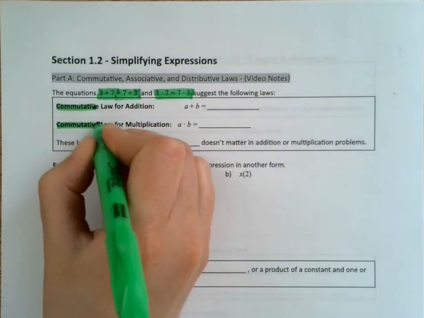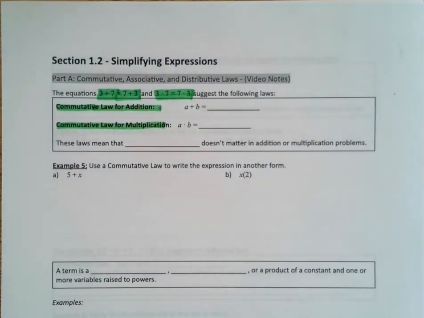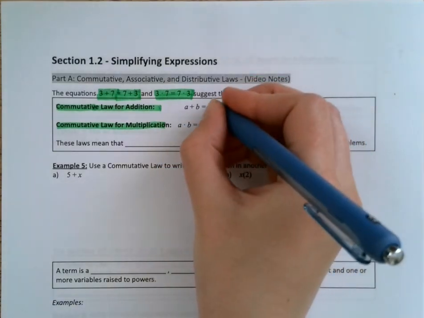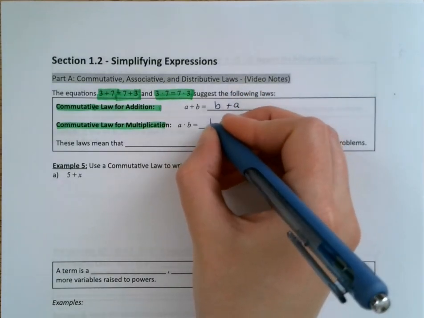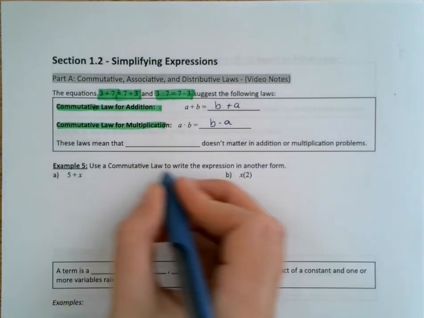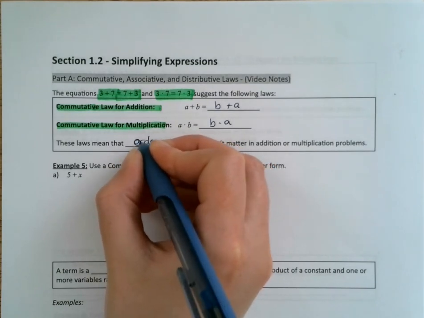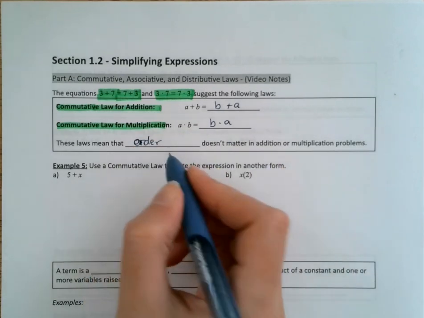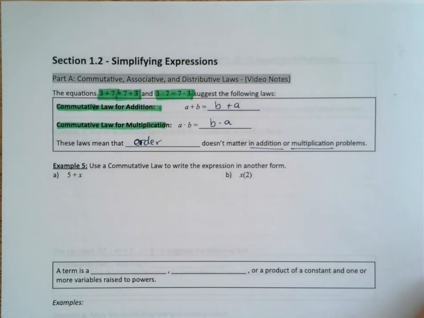So the commutative law for addition and for multiplication says, if I was going to write it in an expression, that A plus B is equal to B plus A. I can add two things in either order. A times B is equal to B times A. So these laws mean that order, sorry if that's sloppy there, I was supposed to say order, is what doesn't matter in addition or multiplication problems. Of course, it does matter in division and subtraction, but for just adding or just multiplying, order doesn't matter.